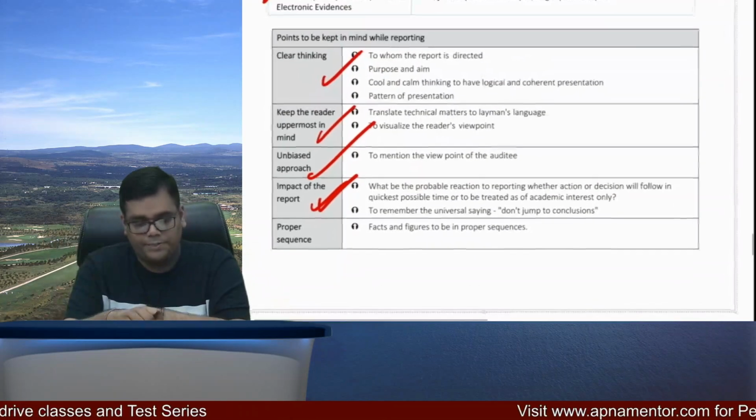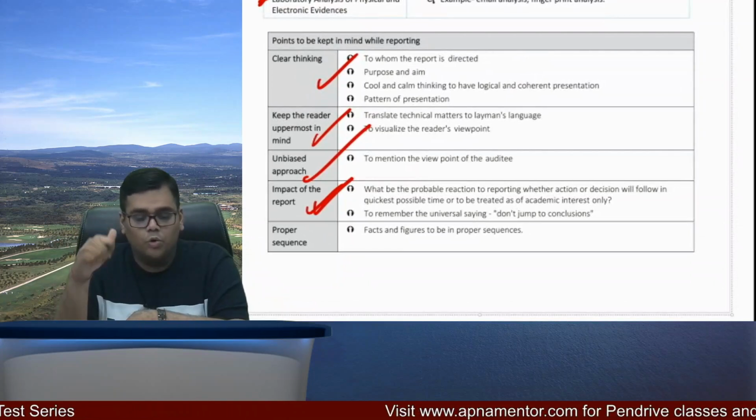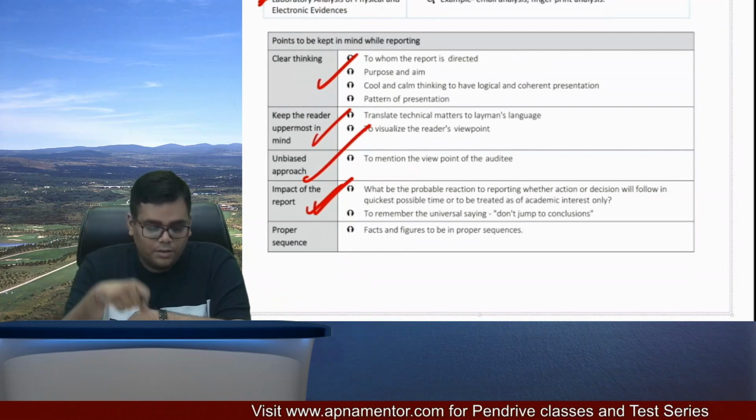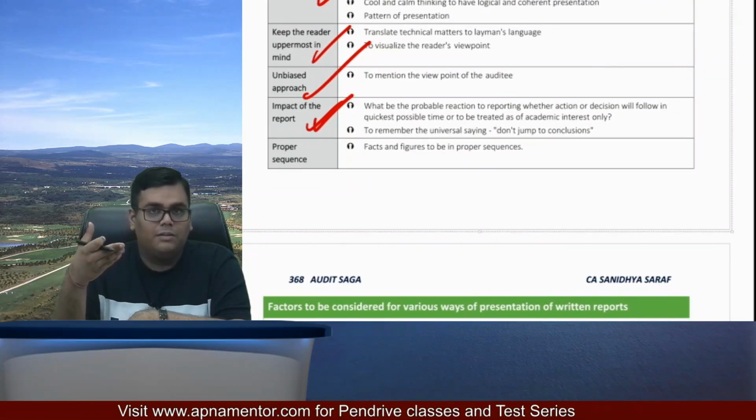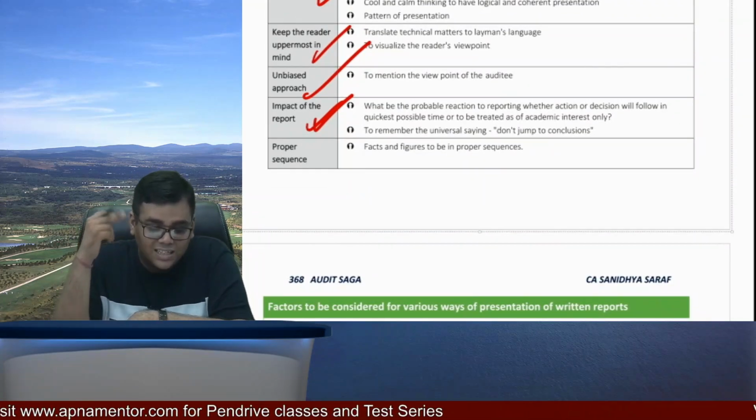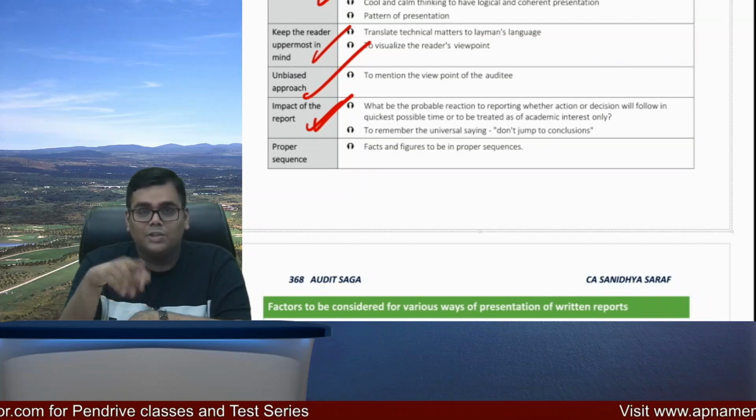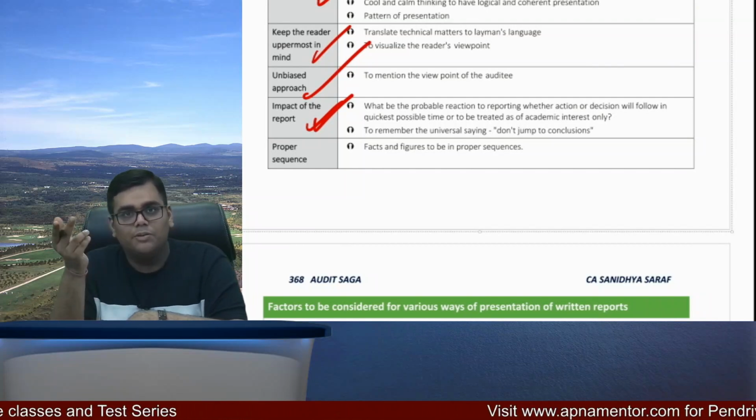So what are the points to be kept in mind while reporting? Clear thinking. To whom is the report directed? What is the purpose and aim of reporting? Pattern of presentation. Keeping the reader uppermost in mind. To visualize the reader's viewpoint. Translating technical matters to layman language, because as a forensic auditor, you must be using several technical terms, but the user might not understand that.